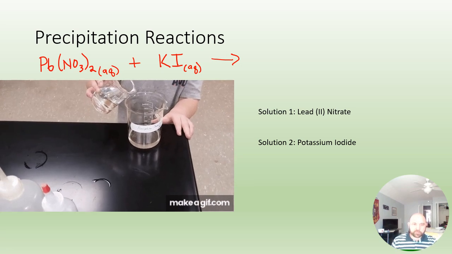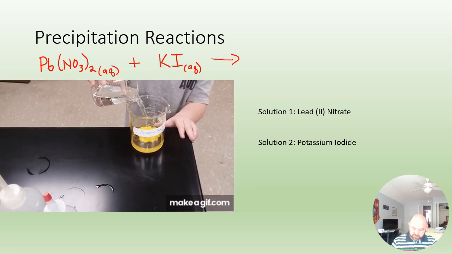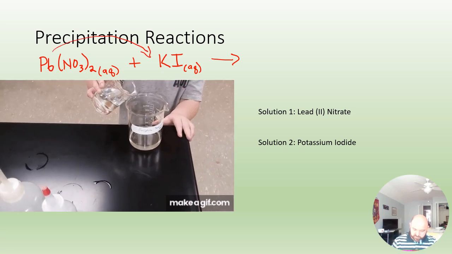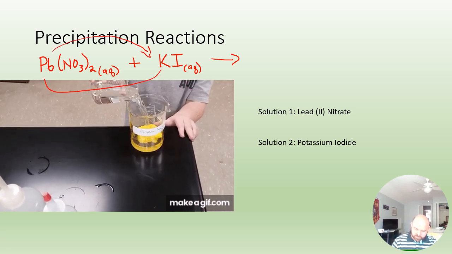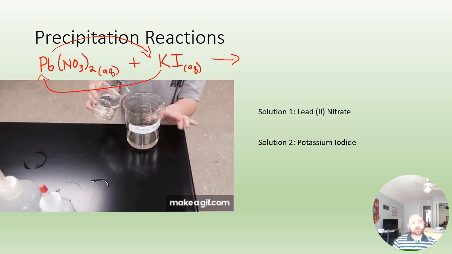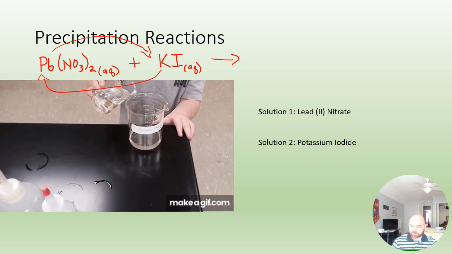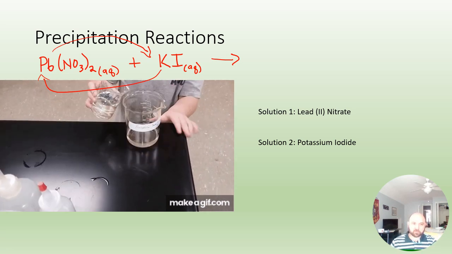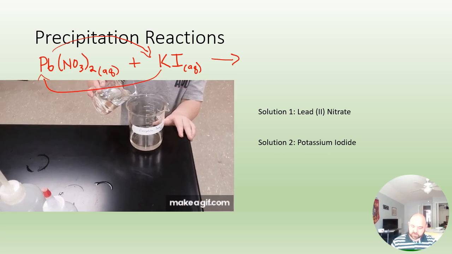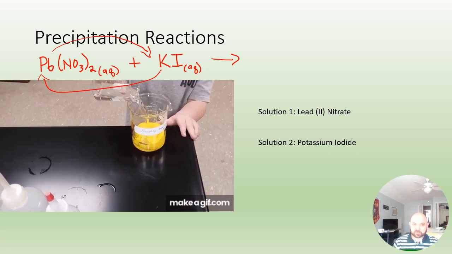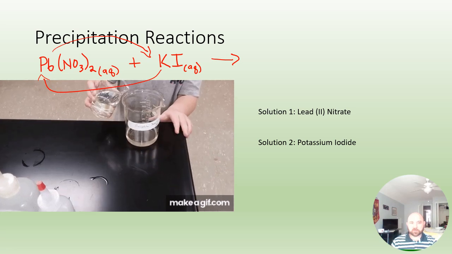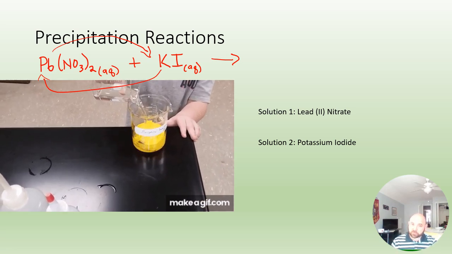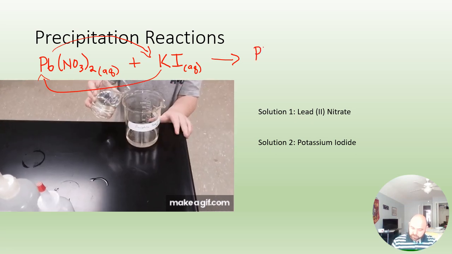What happens in a precipitation reaction is the ions switch places. The lead is going to switch places with the potassium, and each one is going to replace the other's ion. So let's see what happens when we replace those ions. Keep in mind, this is lead 2. If I replace lead 2 with the potassium and bond it with the iodide instead, the new formula formed would be PbI2.